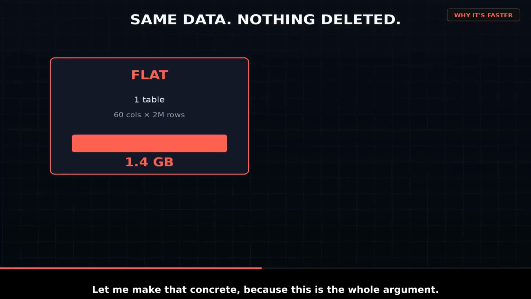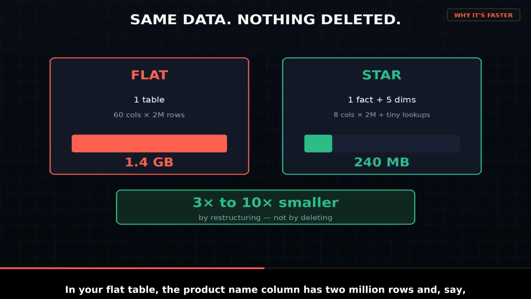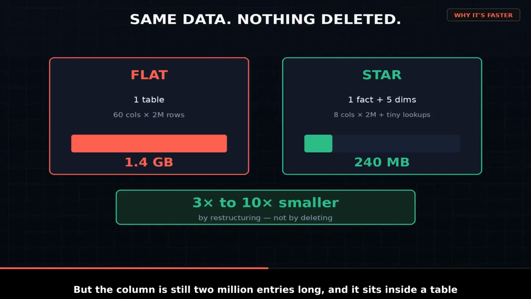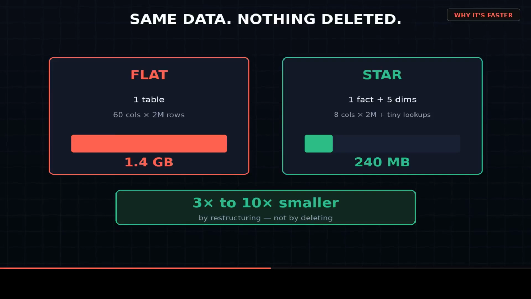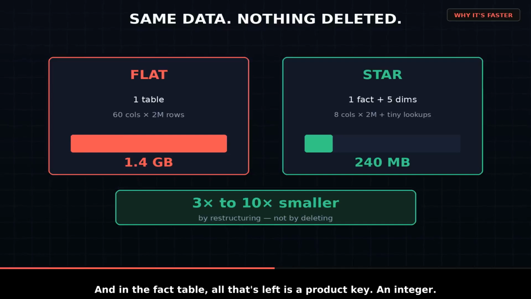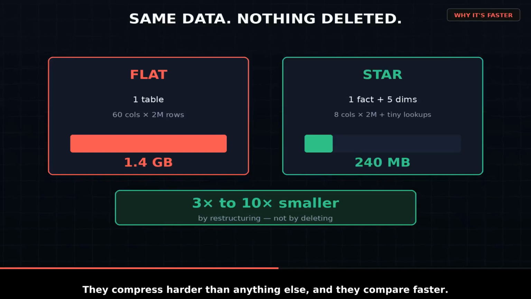Let me make that concrete, because this is the whole argument. In your flat table, the product name column has 2 million rows and say 400 distinct values. That compresses reasonably, but the column is still 2 million entries long and it sits inside a table the engine has to scan. In the star, that product name exists in exactly 400 rows in a tiny dimension table. And in the fact table, all that's left is a product key, an integer. Integers are the best case for this engine. They compress harder than anything else and they compare faster.